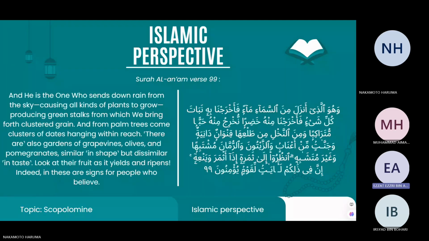Okay, so for the Islamic perspective, we took Surah Al-An'am, verse 99. So here are the verse and the meaning. Next slide, please.